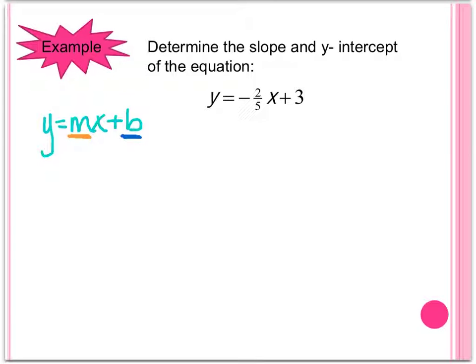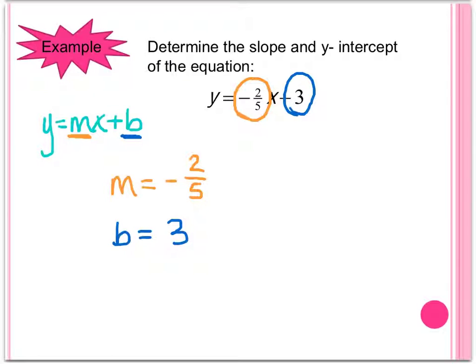So our slope in the given equation y equals negative 2/5 x plus 3, we see that it's the coefficient in front of the x. So negative 2/5 is our slope. So m equals negative 2/5. Our y-intercept, our b, is 3 in this equation. And we can write this y-intercept as the point (0, 3).